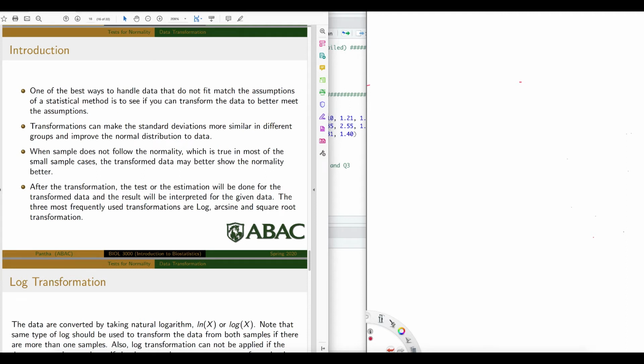In this video, I'm going to talk briefly about data transformation, and then I'll give you one example of that, okay? In the last videos, we discussed how to test the normality of the data, because normality is one of the main assumptions in most hypothesis testing, okay? If you are testing a hypothesis for the mean or the variance in one sample or two samples, the normality of the data is a necessary condition.